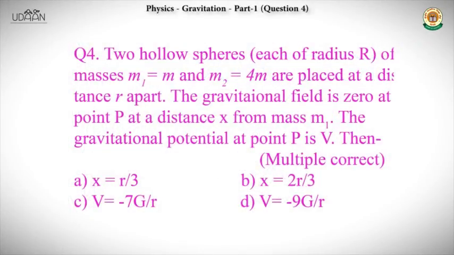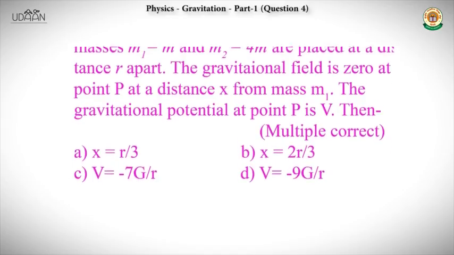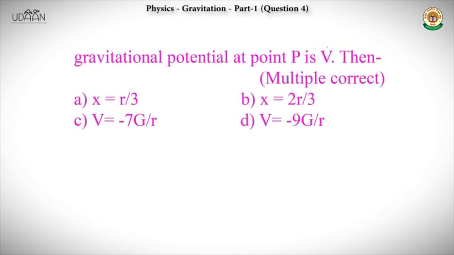Now let's have a look at the fourth question. There are two hollow spheres, both of radius r. Their masses are m and 4m. So one sphere is of mass m, the other one is of 4m. They are placed at a distance of r. The gravitational field is 0 at point P at a distance x from mass m1. The gravitational potential at point P is V. Now you have to select the correct options from the given options, and there can be more than one correct answer.